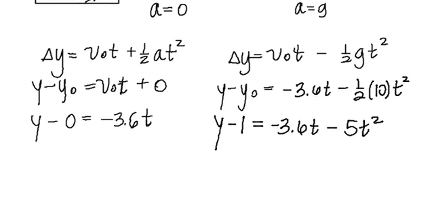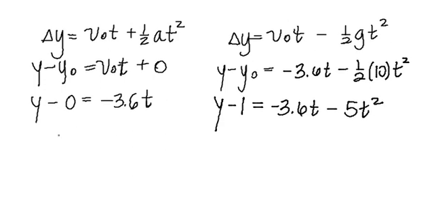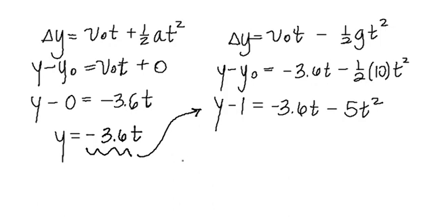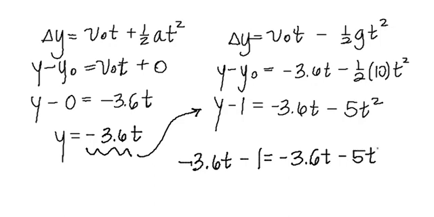Now I can solve these two equations. So y is equal to negative 3.6 t. I'm going to take this and substitute it in for y right there. So I'll have negative 3.6 t minus 1 equals negative 3.6 t minus 5t squared.